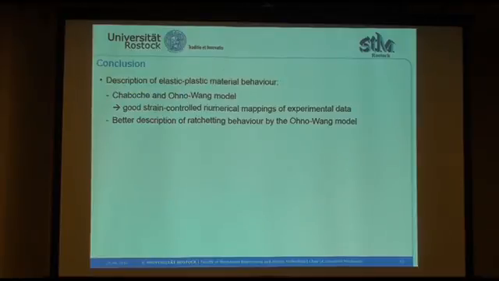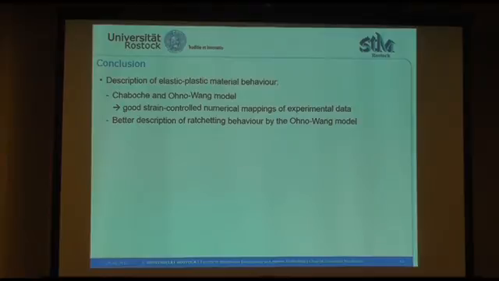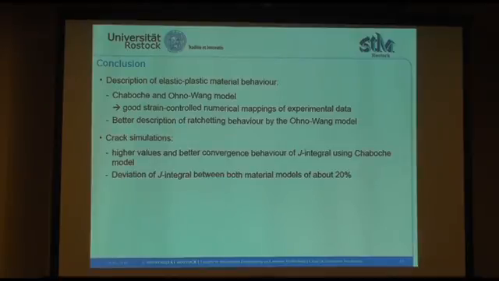All in all, we have seen that the Chaboche and the Numerical model lead to good strain-controlled numerical mappings of experimental data, but the Numerical model describes the ratcheting behavior better. From the crack simulations, we have learned that there are higher values and better convergence behavior of the J integral under the usage of the Chaboche model, and the deviations of the J integral between both material models of about 20% are present for two- and three-dimensional models.